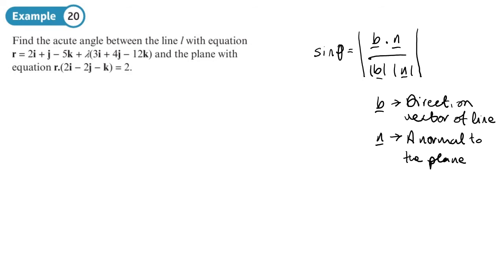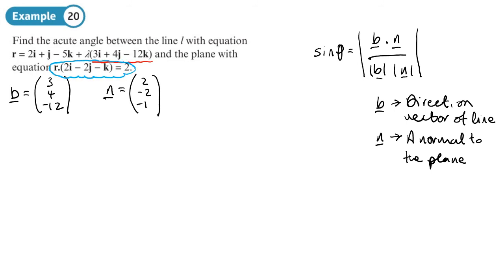So we're going to look at what we've got here and pick out b and n. This is the direction vector of the line, so that is going to be my vector b. So b equals, let's do it as a column, 3, 4, negative 12. And n is going to be the normal to the plane, and that's the vector 2, negative 2, negative 1, because remember what we've got here is the equation of the plane written in the form r dot n equals a dot n. You can see right next to r we have that vector which is a normal to the plane. Now everything can just be plugged in.